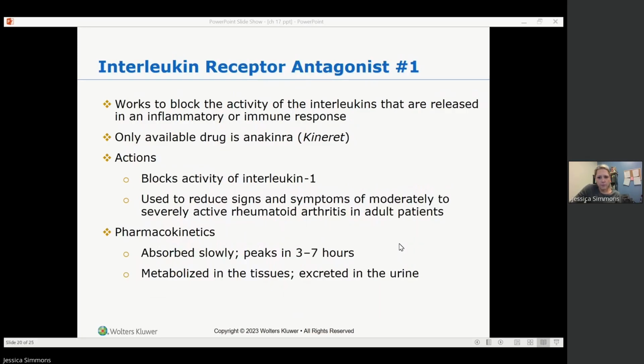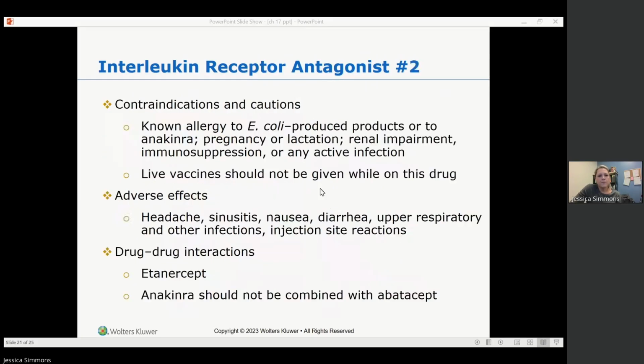Interleukins. We don't really need to talk about these. They work to block the activity of the interleukins that are released. Live vaccine should not be given while on this drug. That's important. Anybody that is immune compromised, I've said it at least 5 times, live vaccines should not be given while taking immune compromising drugs.